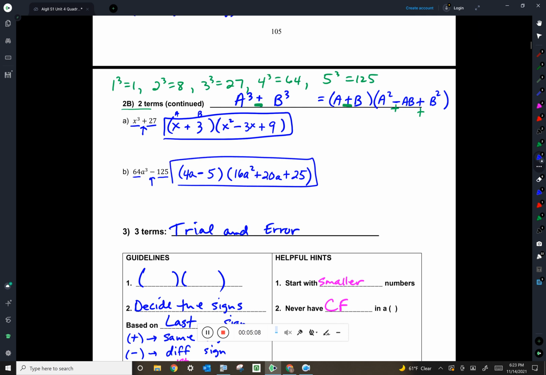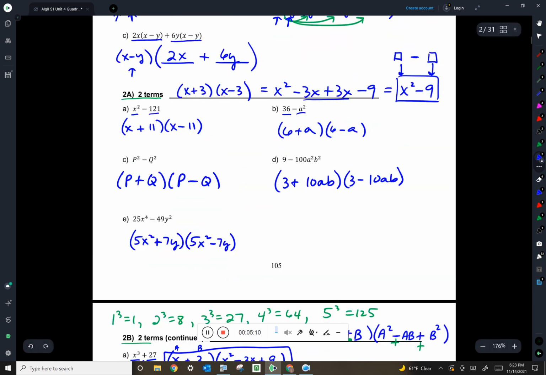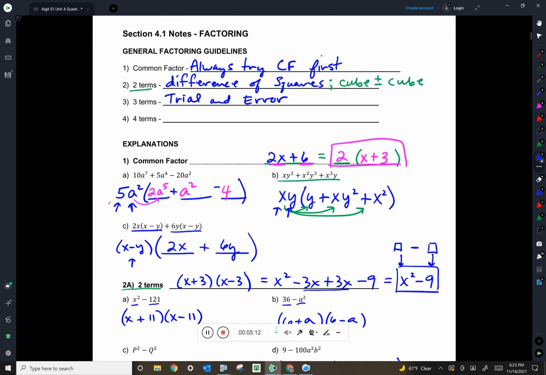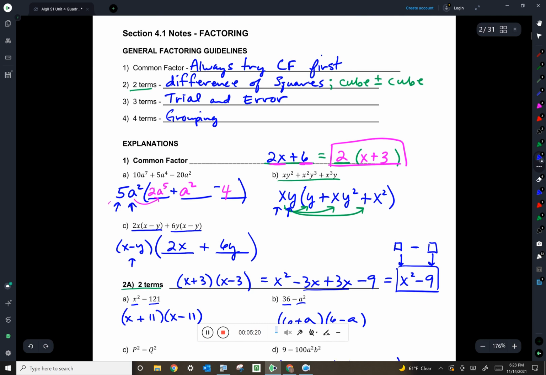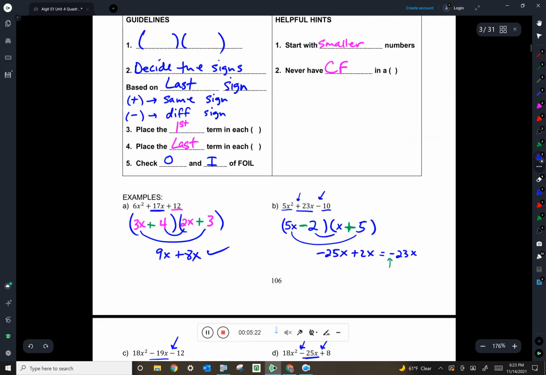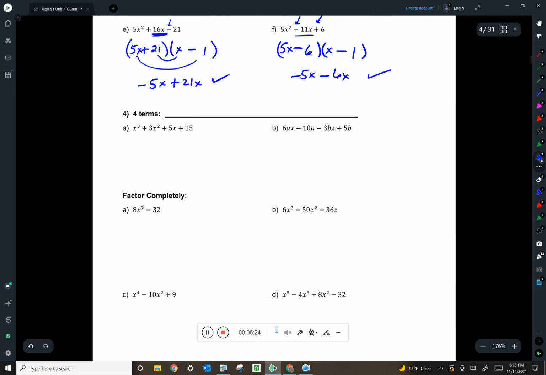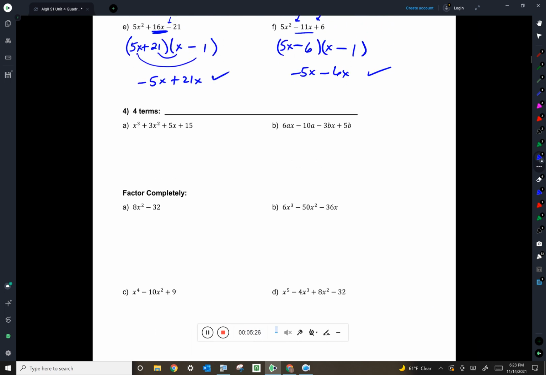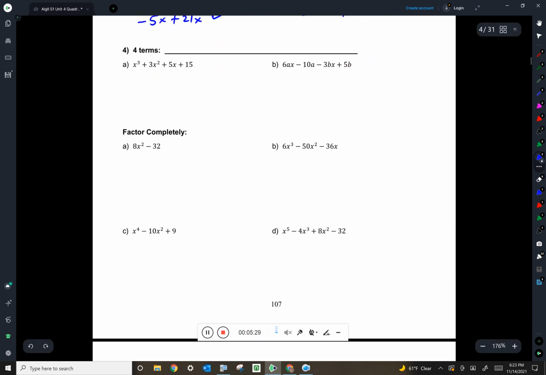Okay, so that's cubes. And then back up to the top, the last kind of factoring is if you have 4 terms, and that one is called grouping. Okay, grouping. So we're going to go down to the bottom of page 107 where it says 4 terms. Okay, so this is where we do grouping.